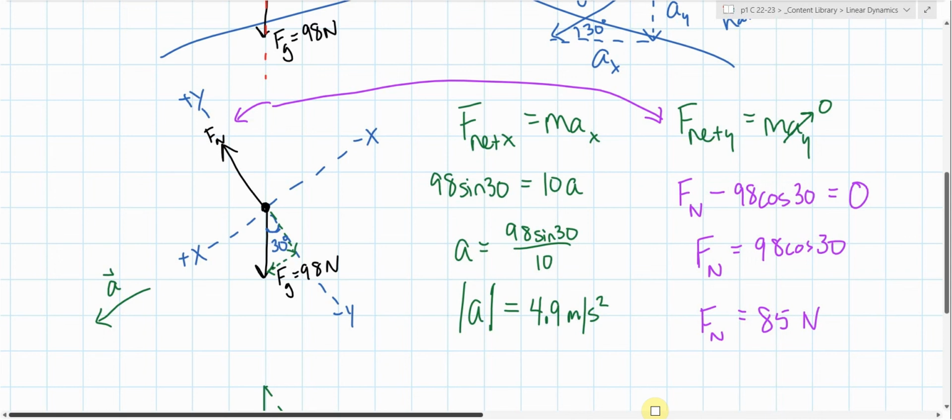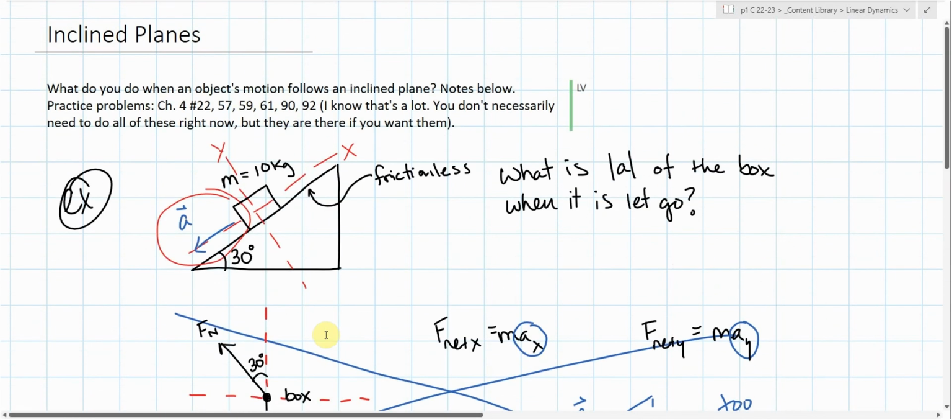Yeah, so that's what you do when there is an inclined plane involved. Now, of course, this is the simplest inclined plane. It was just a box sitting on an inclined plane. This can get more complicated, but whenever your object is on an inclined plane, you're going to tilt the axes like this.